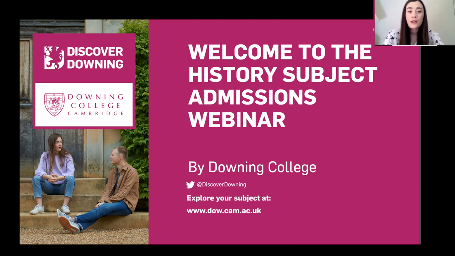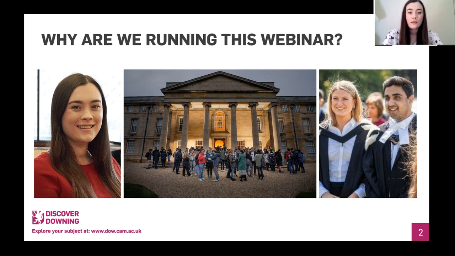My name's Catriona and I'm the School Liaison Officer for Downing College and I've organised the event for you all today. So why are we running this webinar? My role as School Liaison Officer is to help students like you to understand the admissions process and to get you to consider applying to Cambridge and to Downing. And we hope that in a couple of years' time and next year that you will consider applying to us. And hopefully some of you will come and join us in the future.